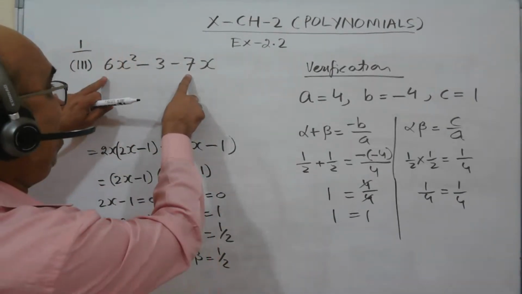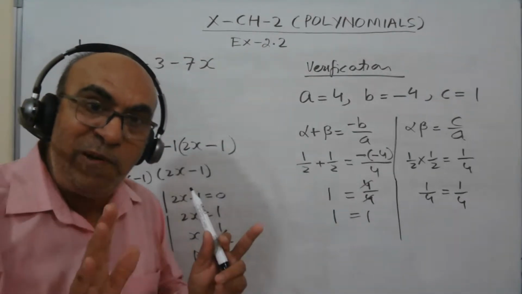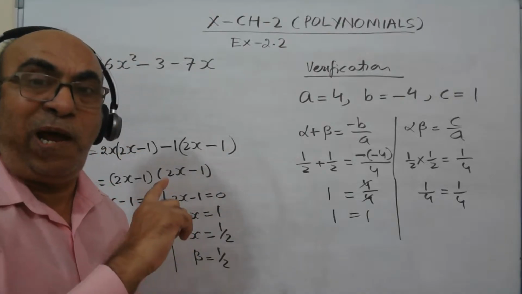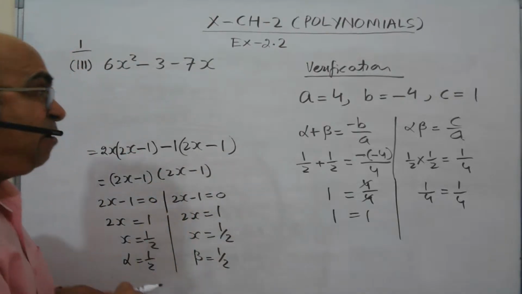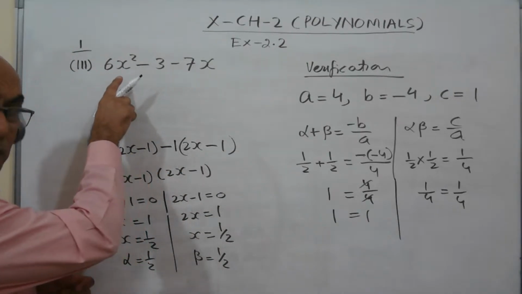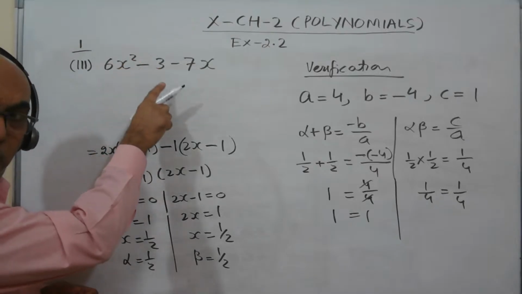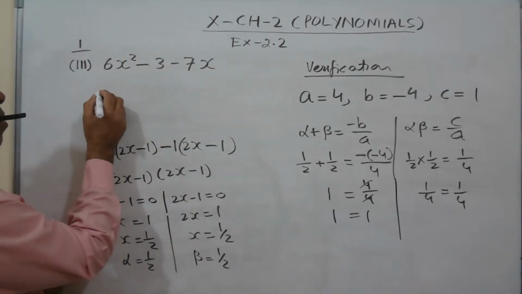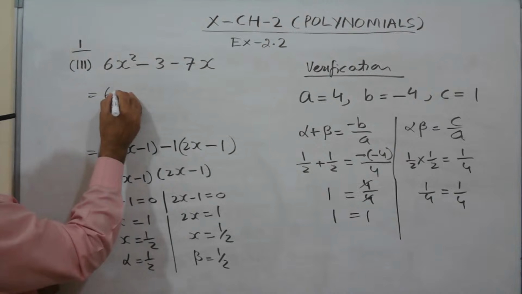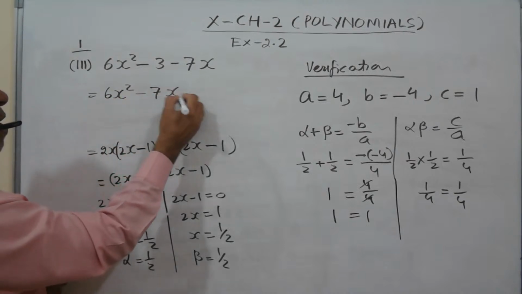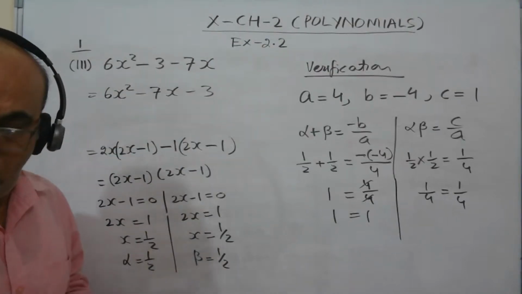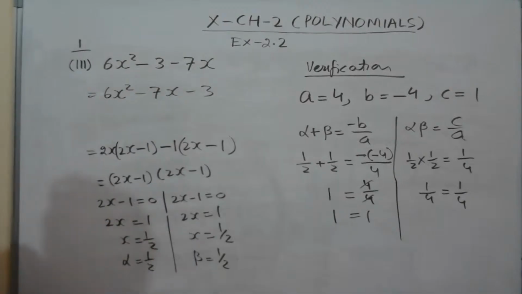If you multiply these two, then your answer will be wrong, because first you have to write the polynomial in standard form. Standard form means first x square, then x, then the constant term. So this is the first step: 6x square minus 7x minus 3. Now it is in standard form.